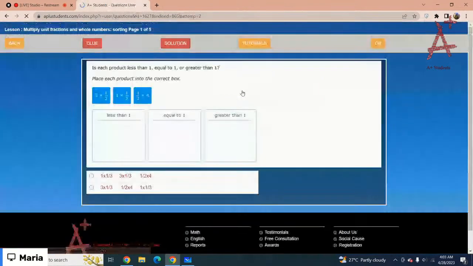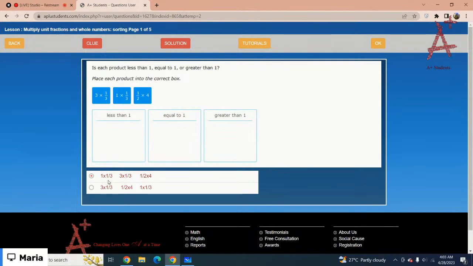Okay, let's just start with the practice question. Is each product less than 1, equal to 1 or greater than 1? That is 3 times 1 by 3, 1 times 1 by 3 and 1 by 2 times 4. That is exactly the same we just did on the board. Got it? So the one that is less than 1 is the first one.